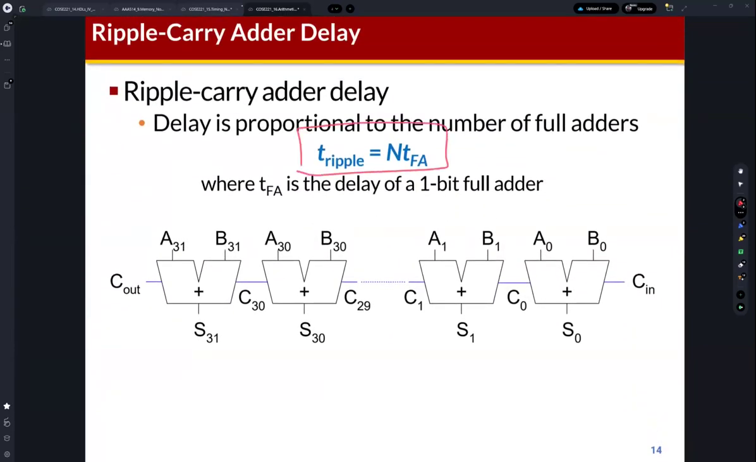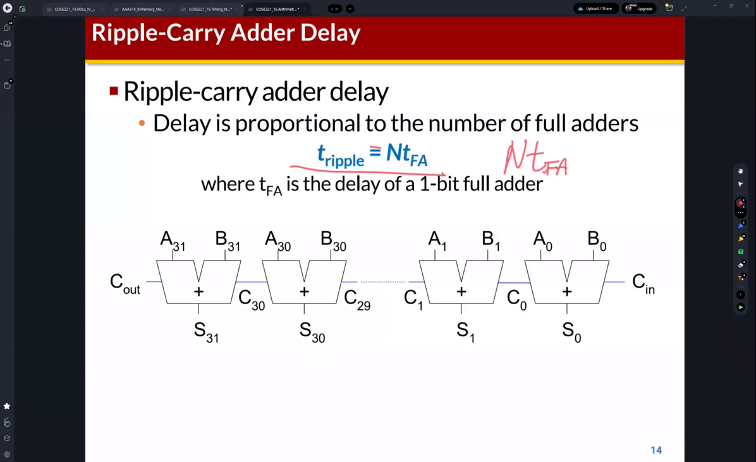So we can define the maximum delay, the delay of the ripple carry adder, like this. This is the simplified representation. This is the delay of carry out in a full adder, and the maximum delay of the ripple carry adder, T ripple, is equivalent to n, where n is the number of digits, multiplied by the delay of carry out in the full adder. So T ripple is n multiplied by TFA. And then we can observe that the delay of this ripple carry adder is proportional to the number of digits.